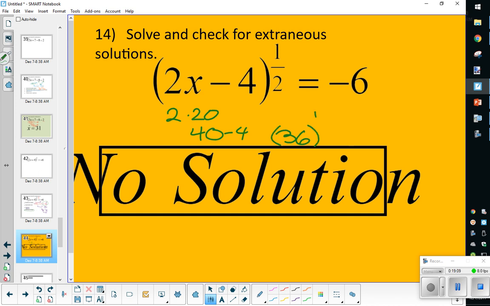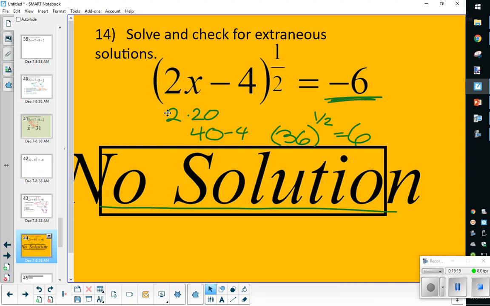And I'm taking 36 to the 1/2 power. If you take 36 to the 1/2 power, that will get you a positive 6, not a negative 6 like I wanted. So my final answer is there is no solution to that problem. It looked like it worked, but because I squared a negative number in there, it wasn't going to get me what I wanted.